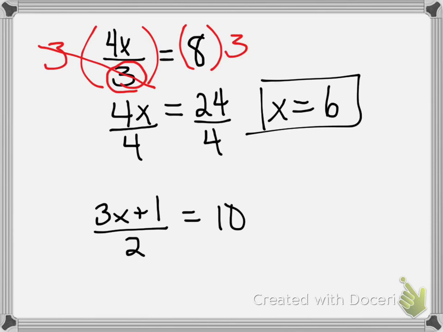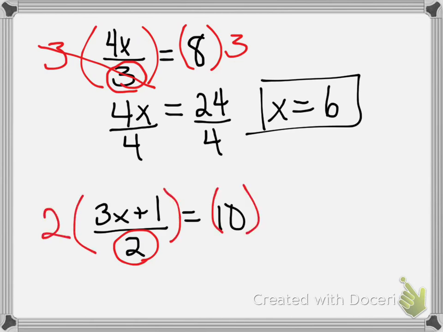Now, the one on the bottom looks even more complicated, but it's still the same operation. So we still want to look at what the denominator happens to be. So in this case, the denominator is 2. Now, the numerator is more complicated. It's an expression that has 2 terms. It's 3x plus 1. But we're still going to start in the same place.